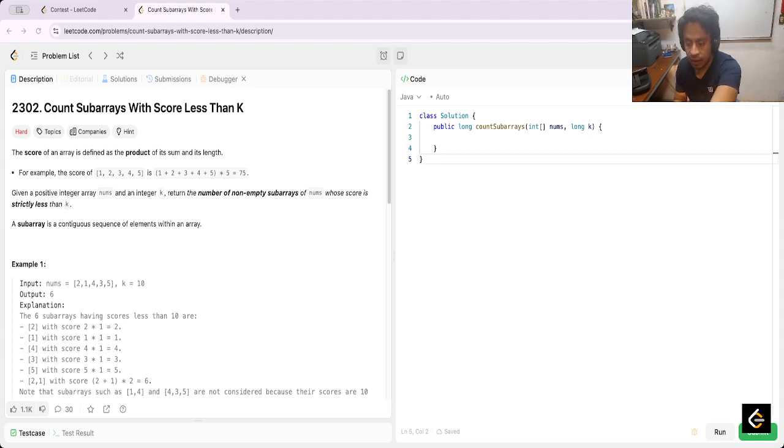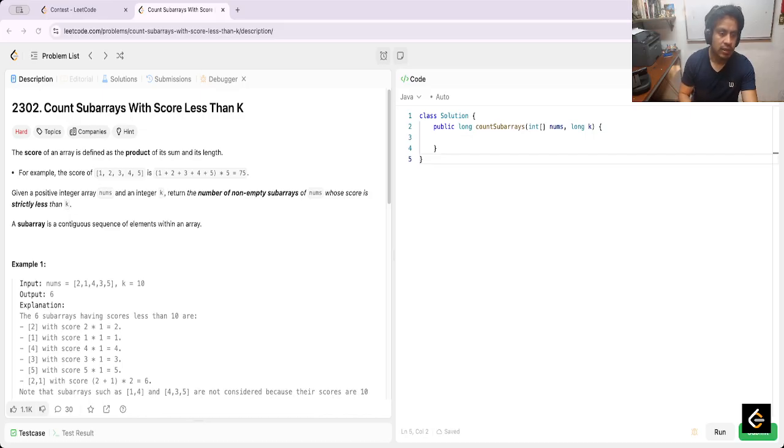Session number 367. And today I will start with this problem, problem 2202: Count subarrays with the score less than k. The score of an array is defined as the product of its sum and its length.